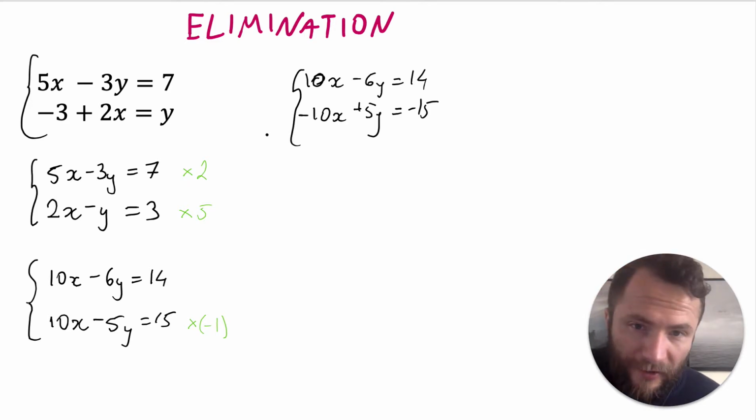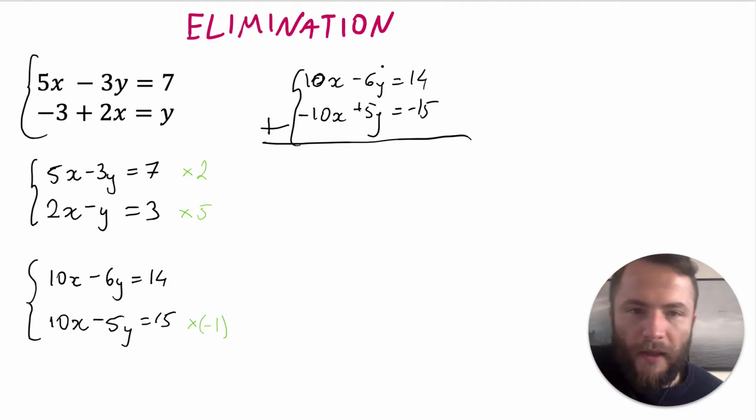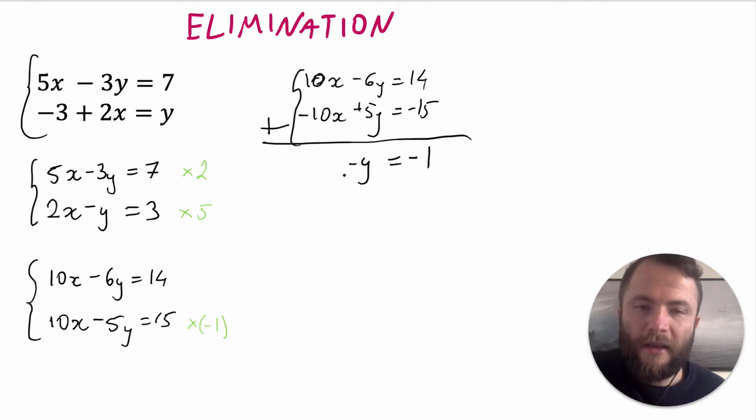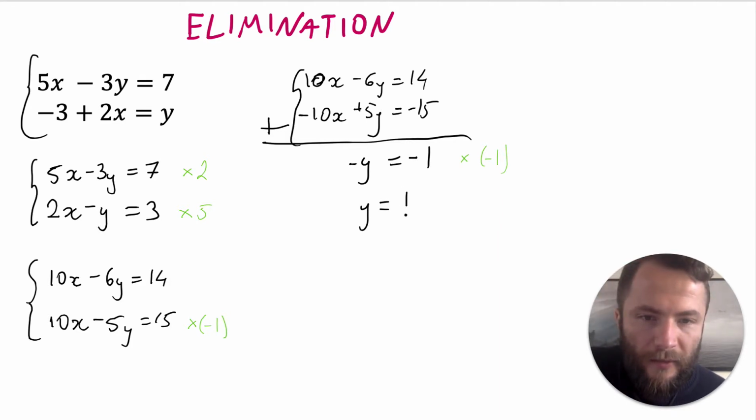So now I can draw a straight line and add the respective terms. So when I add the constants, 14 minus 15 is equal to minus 1. Minus 6y plus 5y is equal to minus y. And 10x minus 10x is equal to 0, so I don't need to write anything over here. And I get that minus y is equal to minus 1. So I'm going to multiply both sides by minus 1, just to get rid of the minus in front of my unknown, and I get that y is equal to 1.